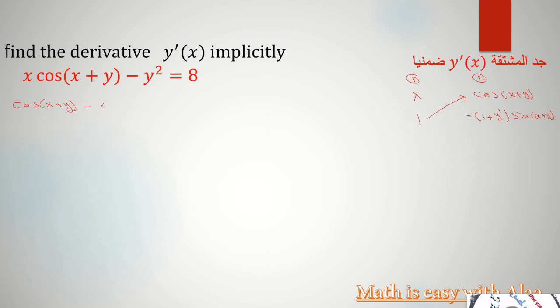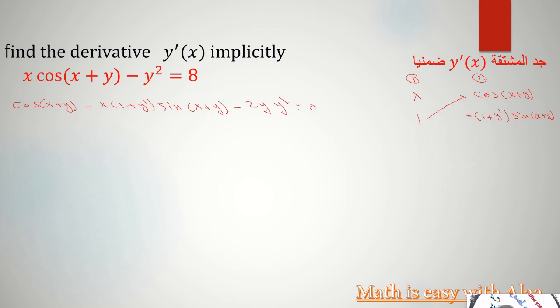Because we have minus, it will be x times (1 + y prime) sine(x + y), minus the derivative of y squared, which is 2y y prime, and the derivative of 8 is 0.